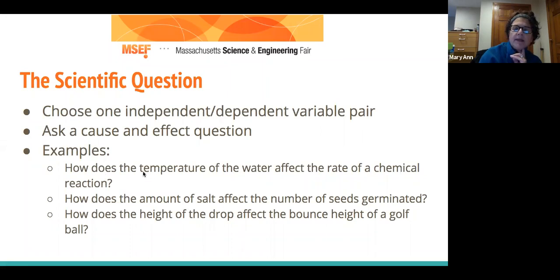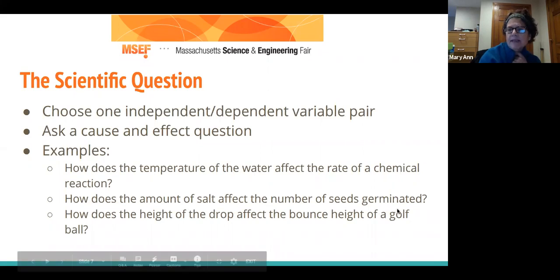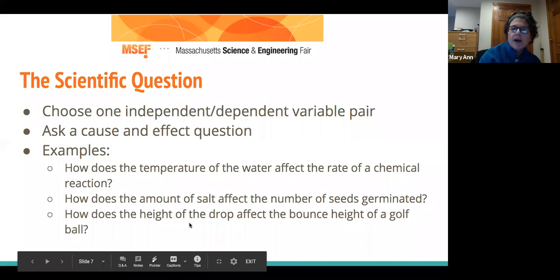So independent variable here, dependent variable here. Another question they could ask is, how does the amount of salt affect the number of seeds germinated? And then another question is, how does the height of the drop affect the bounce height of a golf ball?